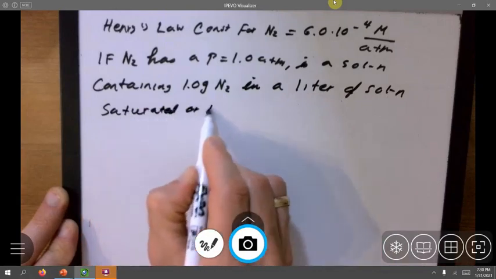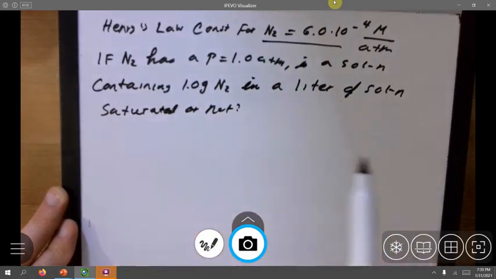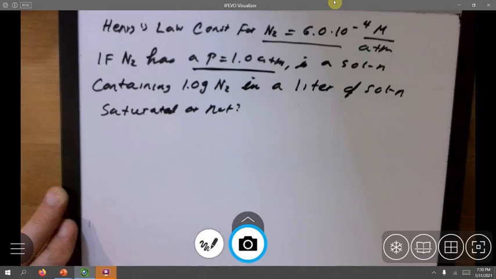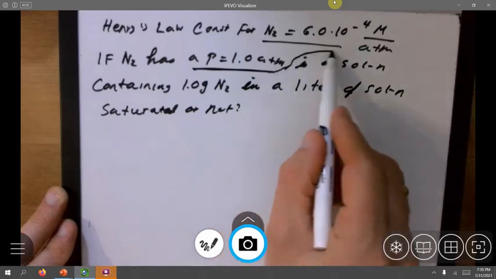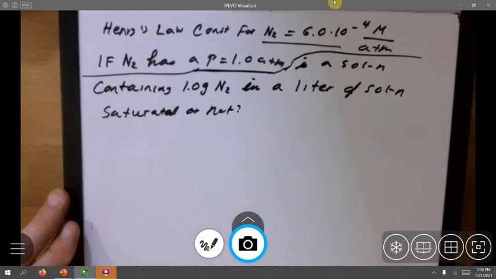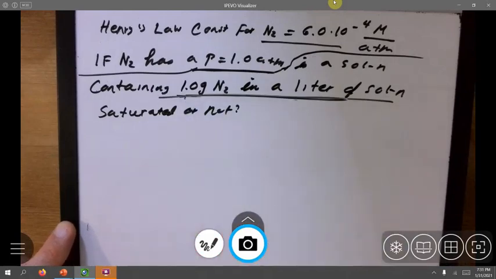So here's what I'm trying to say. I have Henry's law constant for N2. That's just what it is. It's a constant. And I'm saying that the pressure right now is 1 atm. Cool. Now I want to say separately, this is just what I know. This is what's given to me. I have this situation where the constant is given to me, and the pressure is 1 atm. Makes sense. It's current conditions. Now, I have a solution lying around here, and it has 1 gram of nitrogen in a liter of solution. I want to know, is this saturated or not? How do I find out?